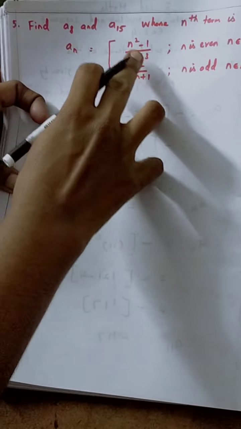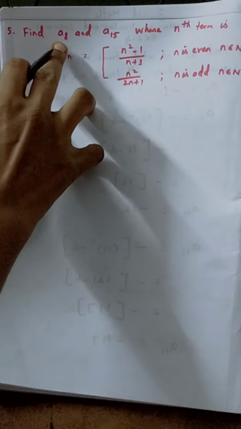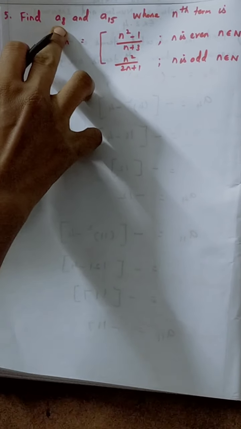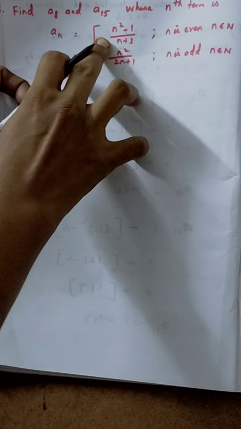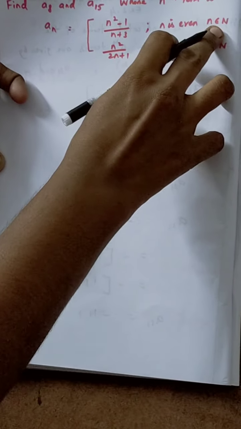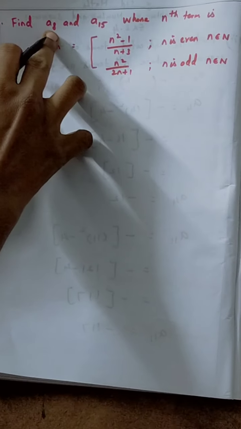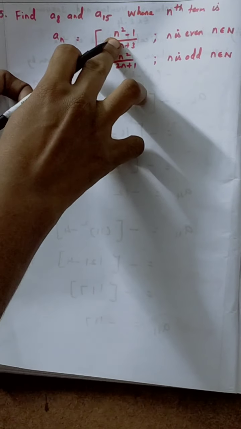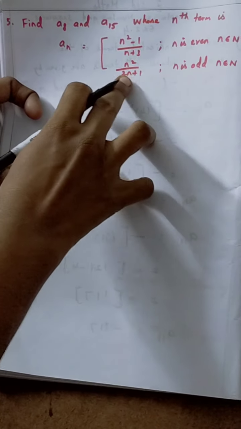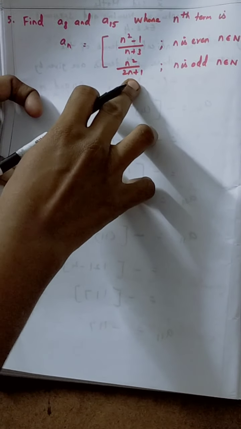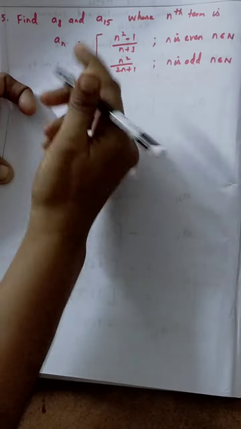So two general terms are given. For a8, 8 is an even term, so apply the first general term. But n belongs to natural numbers only. So 8 is an even term, apply the first general form, and for a15, 15 is an odd term, so apply the second general form. Now substitute the values.